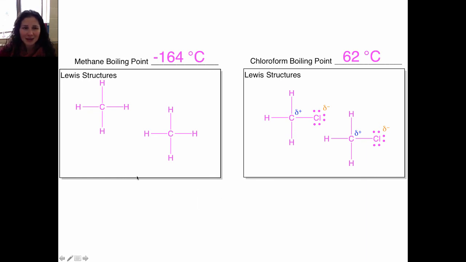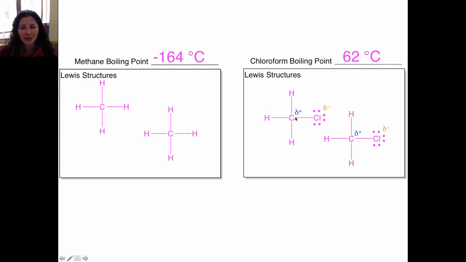In the methane example, I have Lewis structures that have all non-polar bonds. The attractive forces between these two molecules are the intermolecular attractions. Since they are non-polar molecules, the only force here is London. The size of these molecules is essentially the same as the size of these molecules. One major difference is that this chloroform contains a polar bond.